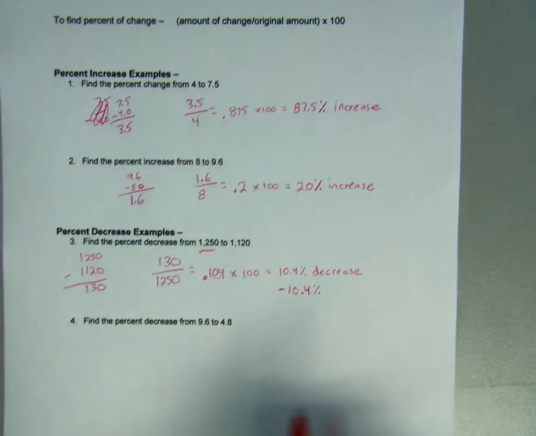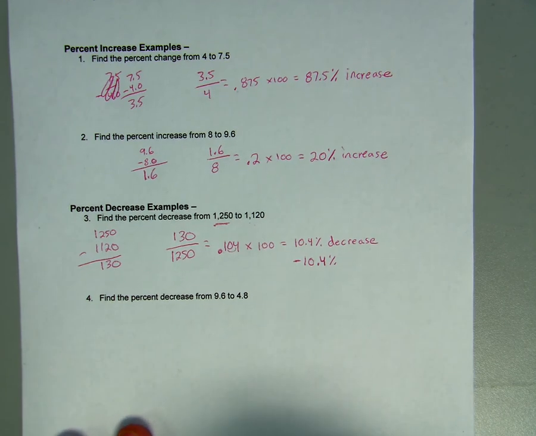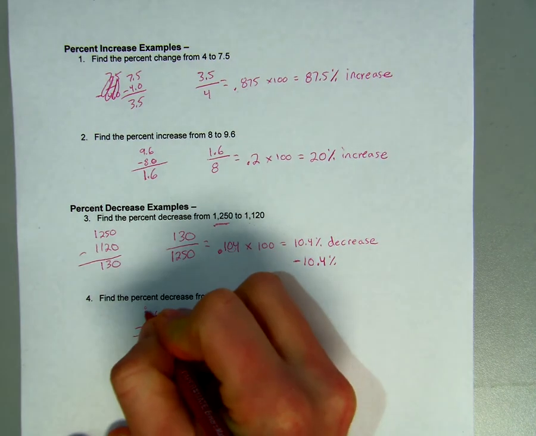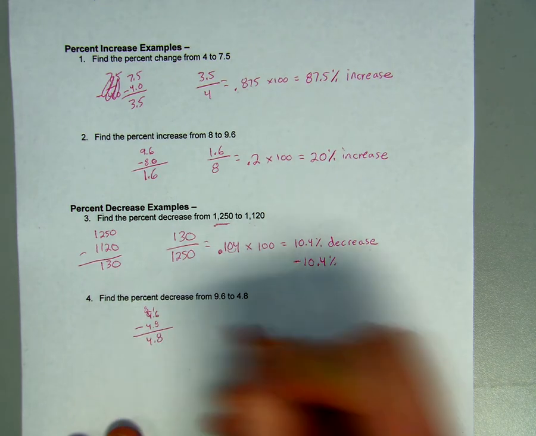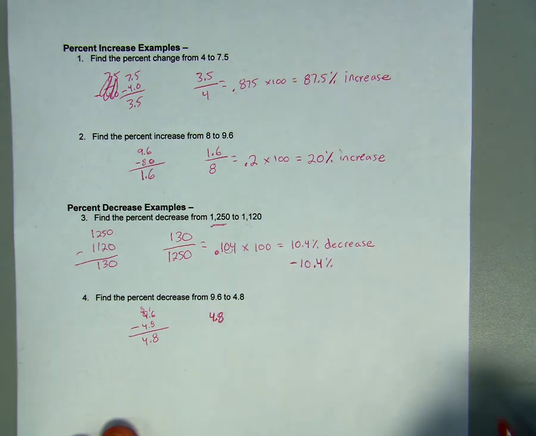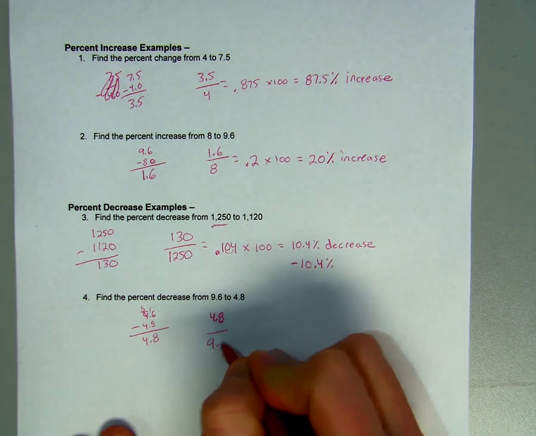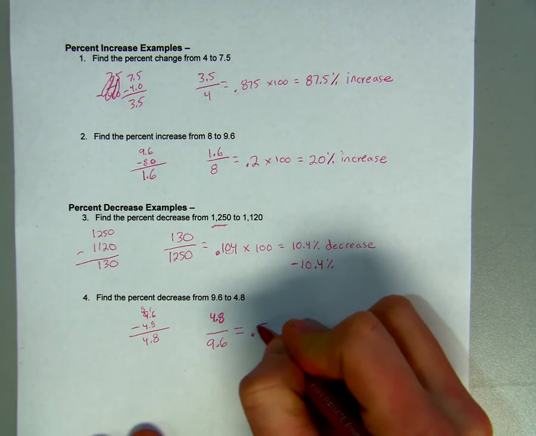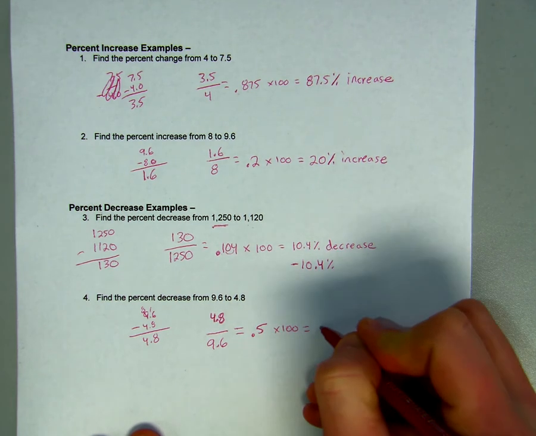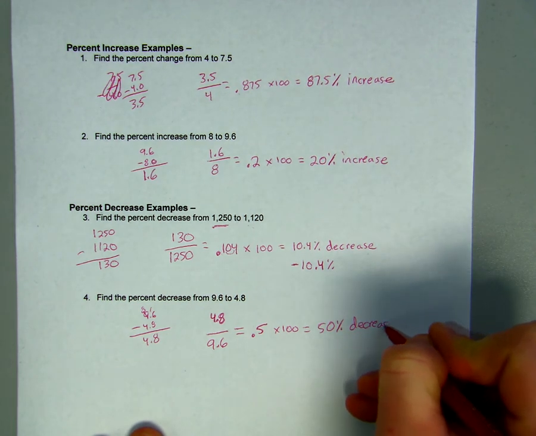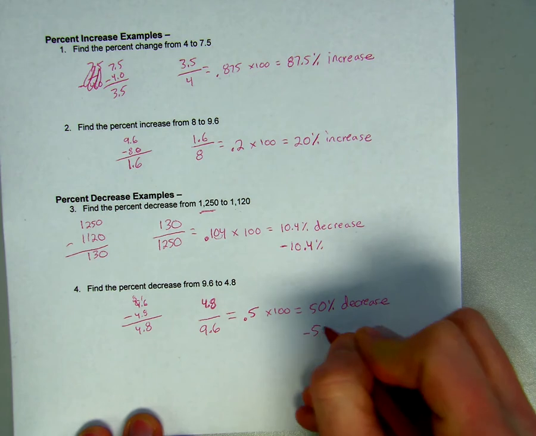Number 4, my next one, I'm going from 9.6 to 4.8. So I'm going to subtract 9.6 and 4.8, and I actually get 4.8 again. So 4.8 is my change number, and I have 9.6 as my original. Divide those, and it's actually 0.5. Multiply it by 100, and it is a 50% decrease. Or I can write it as negative 50%.